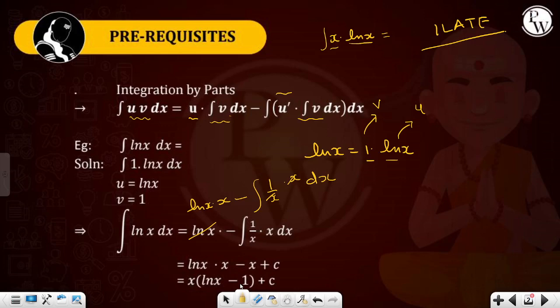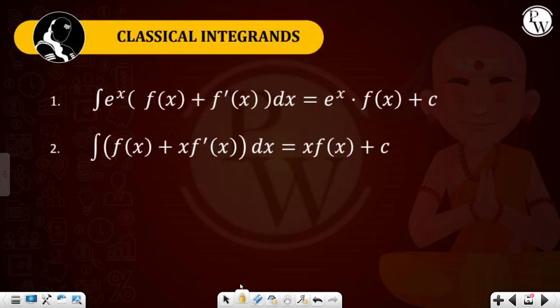Now, if you have not read integration by parts earlier, I have given you a brief idea about it. Now comes classical integrands. There are two special formulae of classical integrands. Whenever you observe this pattern, always think of classical integrands, use the formula, and solve the problem. So what are those patterns? First is, if you have to find the integration of e to the power x into a function f(x) added with the function f dash x, the same function's derivative.